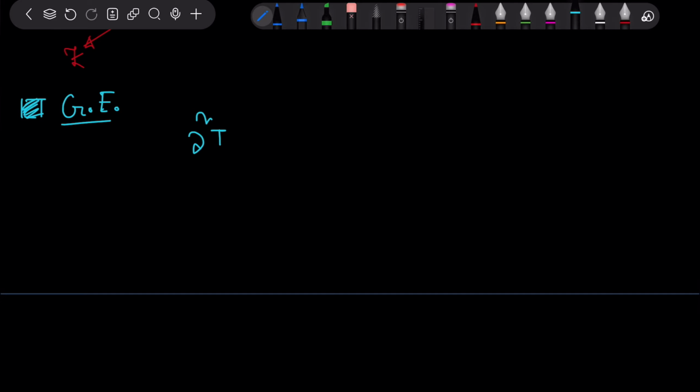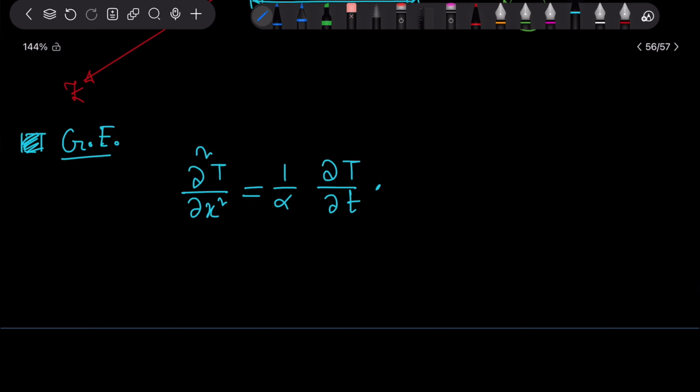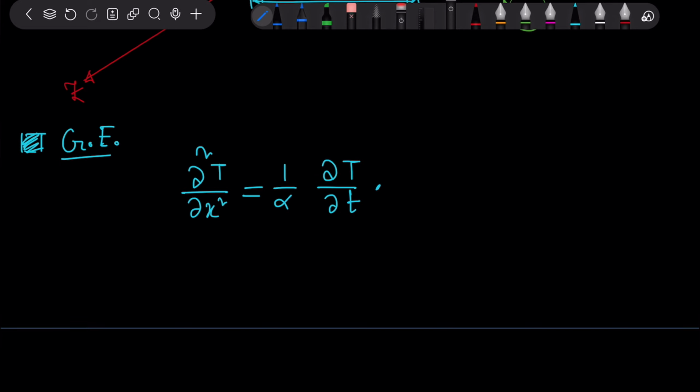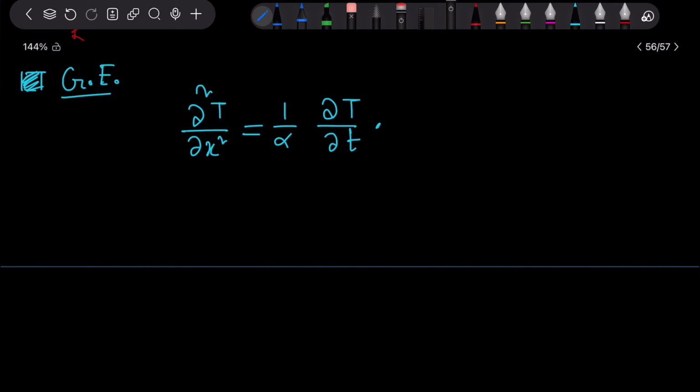The governing equation will be del 2T by del x2 equal to 1 by alpha del T by del t. Previously we were not having this term, the transient term, but now we are having that. Clear? So this is our governing equation, and what will be the boundary condition?